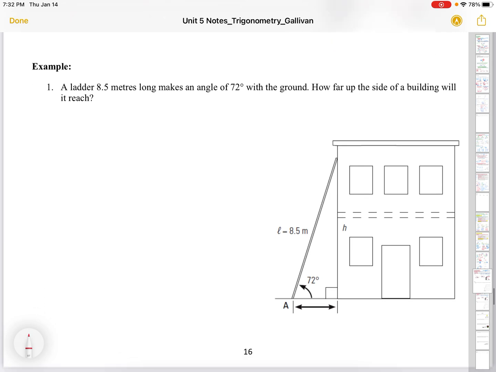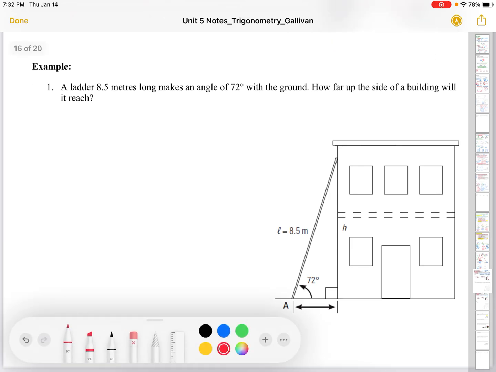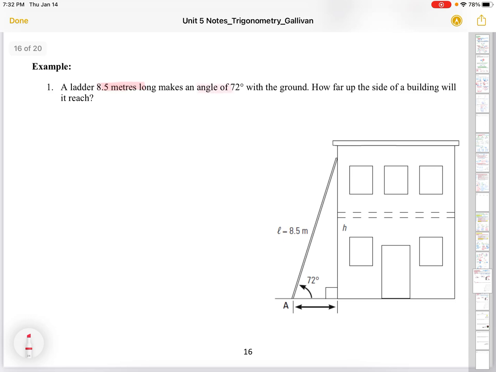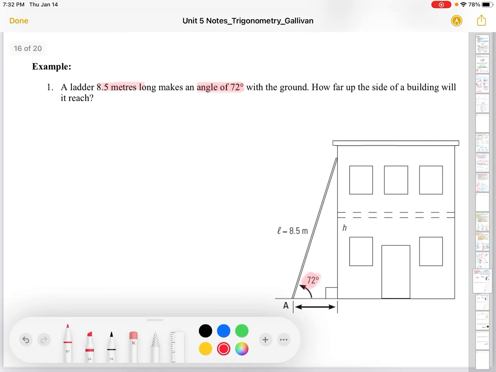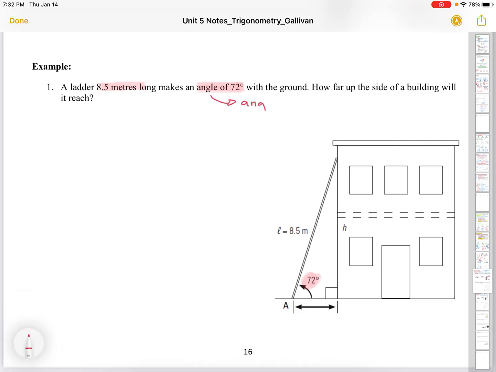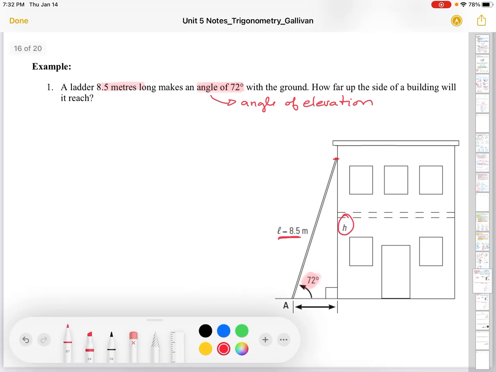Okay? So how does this work? Here we have a question. It says, a ladder 8.5 meters long makes an angle of 72 degrees with the ground. So that's this. So this would be an angle of elevation because it's looking up, right? It's going up and it's made with the ground. How far up the side of the building wall will it reach? So we know the ladder is 8.5 meters. We want to find the height, and we have our angle of elevation here.